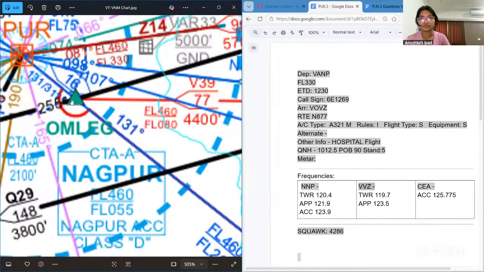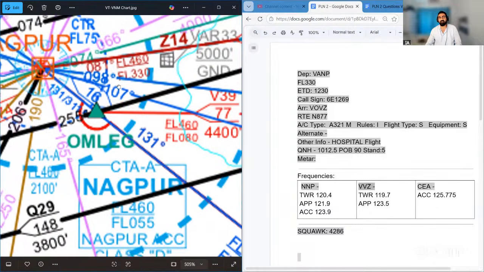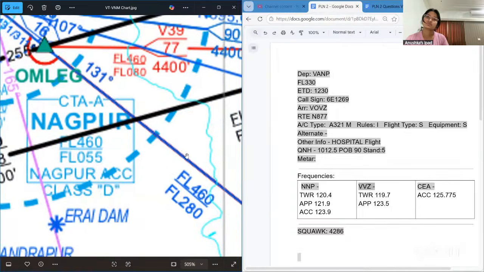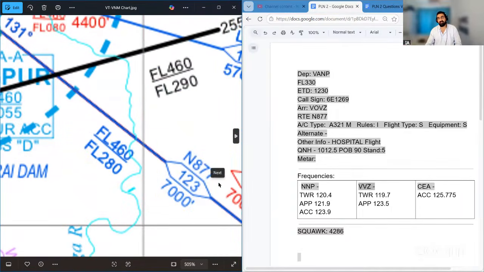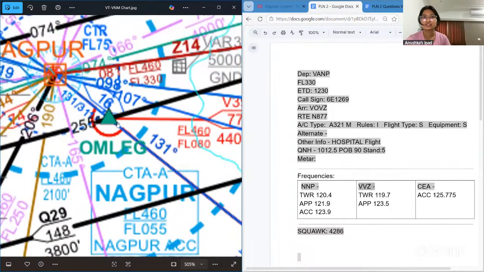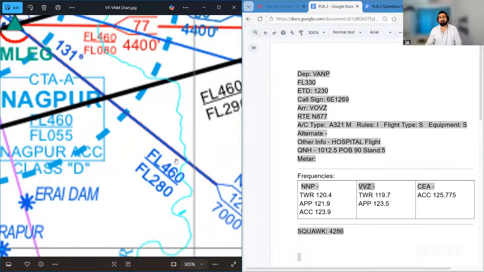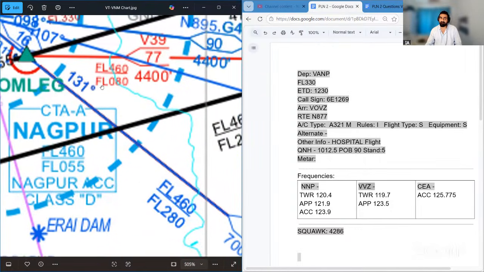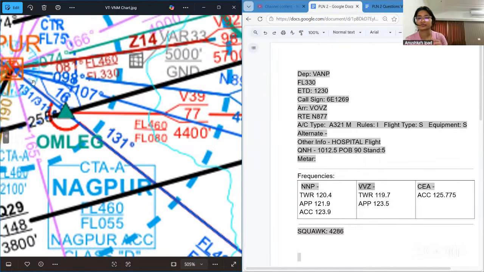So any VOR-based references you'll have to give, you'll get your radial on this track. So over OMLAG, your radial will be 131, a certain number of nautical miles outbound Nagpur, on November 877, at a certain flight level. Correction, slip of tongue, my bad.